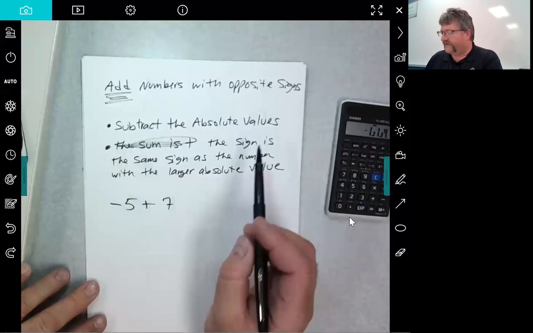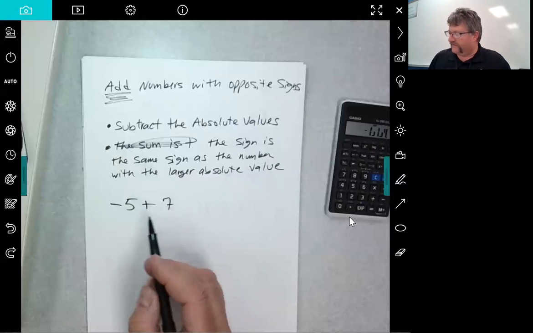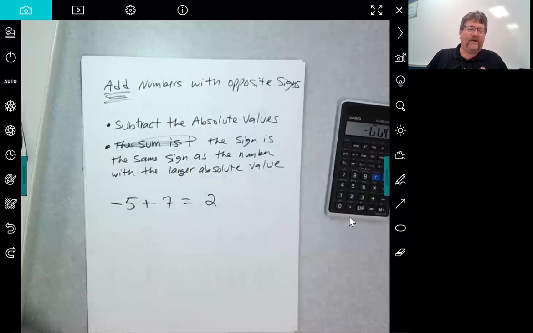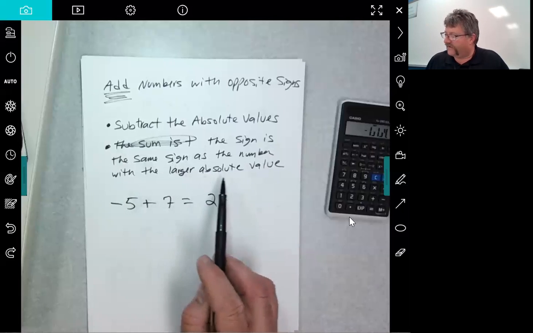The instructions say subtract the absolute value. So ignore the signs for a minute, subtract the two numbers. 7 minus 5 is 2. But now I've got to make a decision on whether or not it's a +2 or a -2. And that's made here. The sign is the same as the number with the larger absolute value.